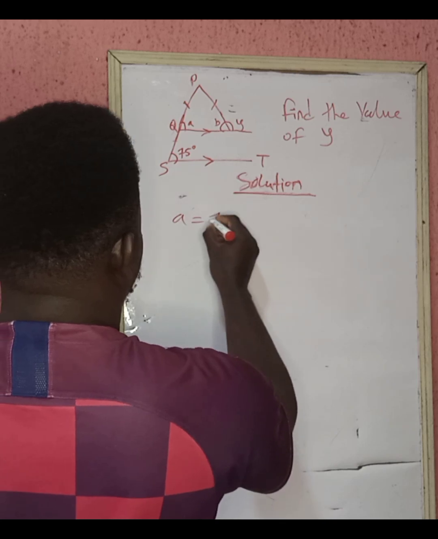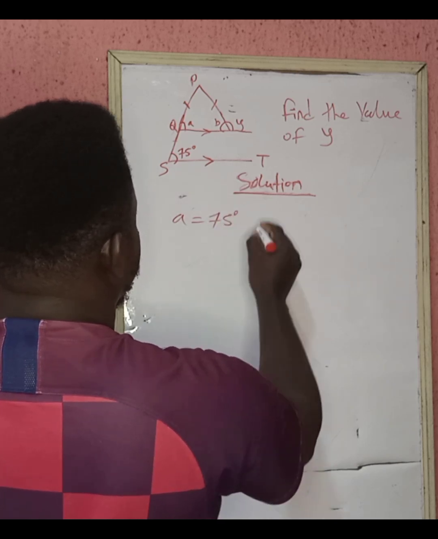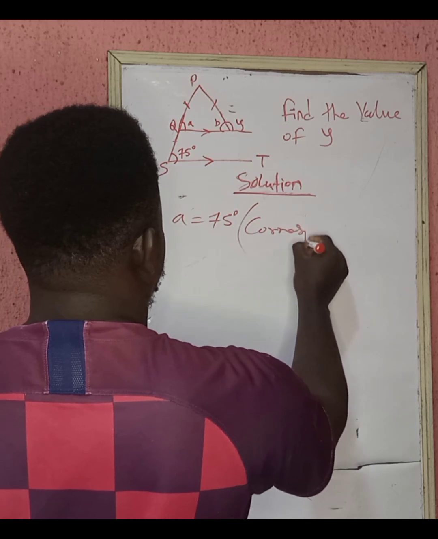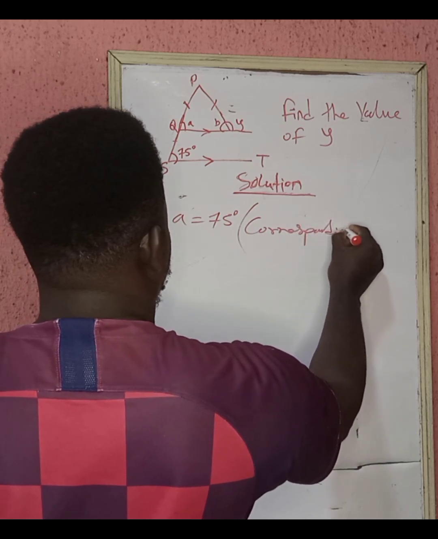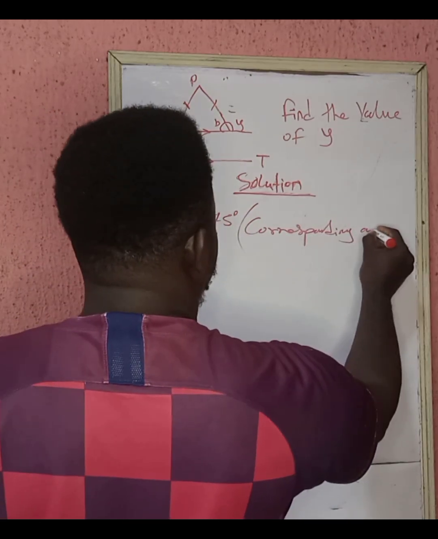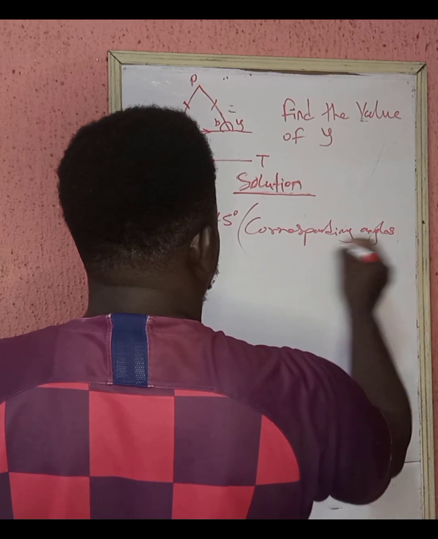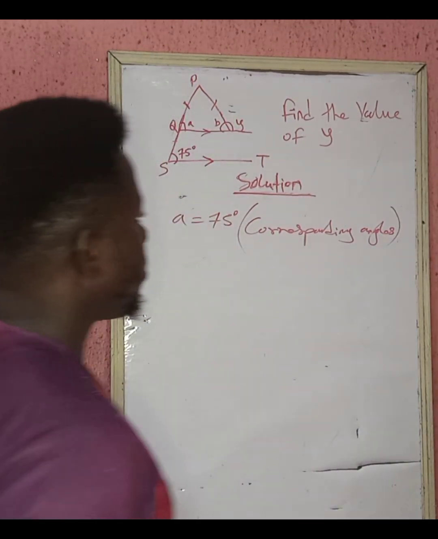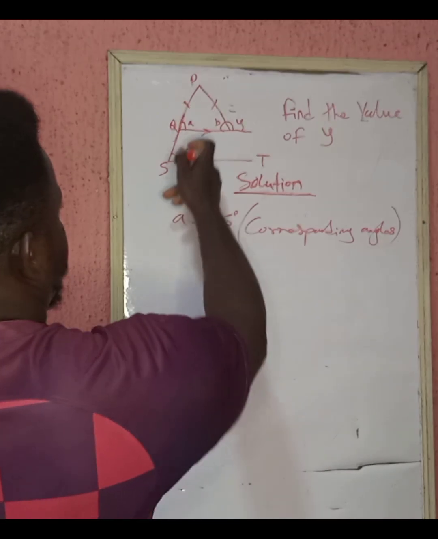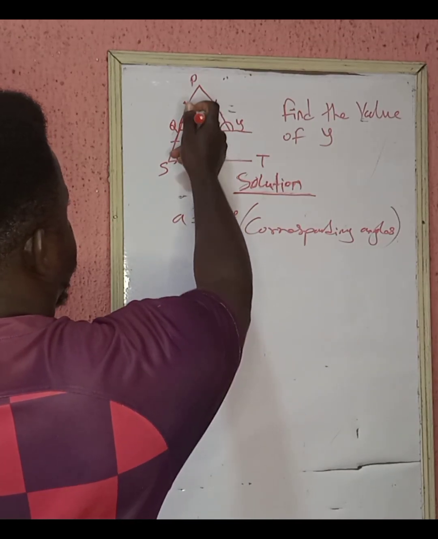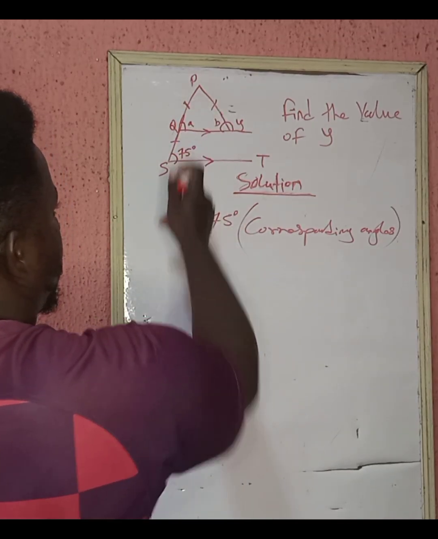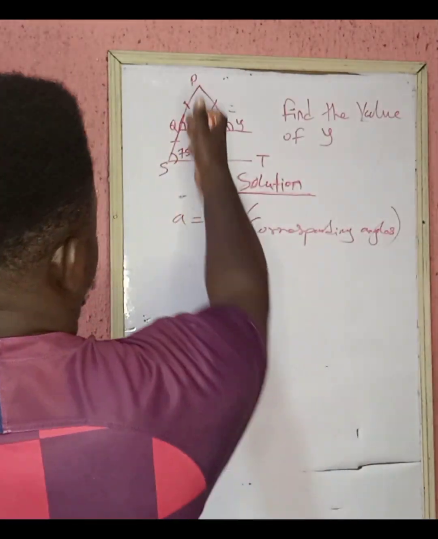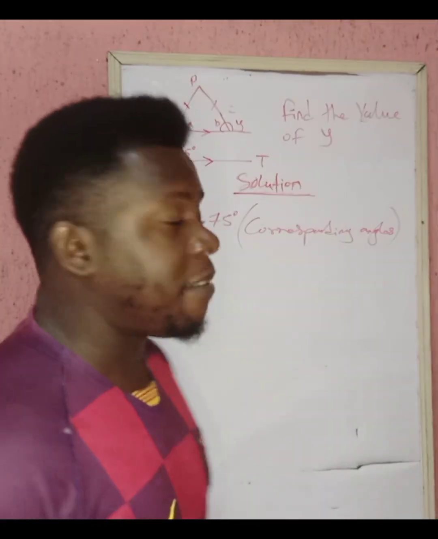Now we can say our A is equal to 75 degrees, which is corresponding angles, because if you cut off here and bring down this young man here, it is a corresponding angle, which means our A is also 75 degrees.